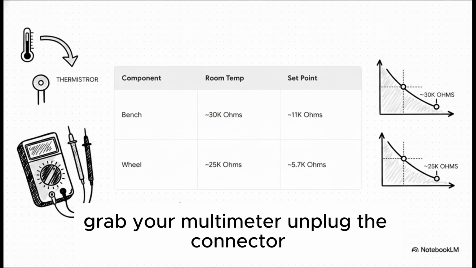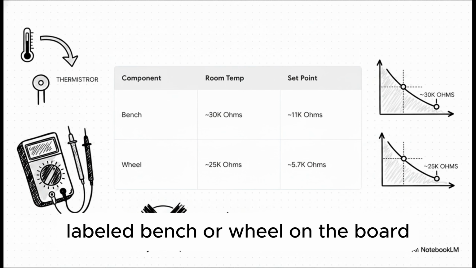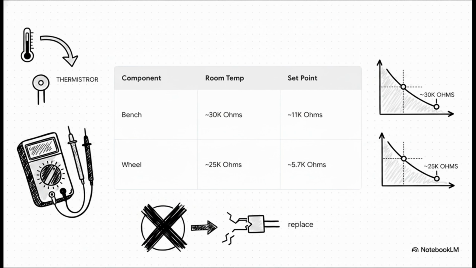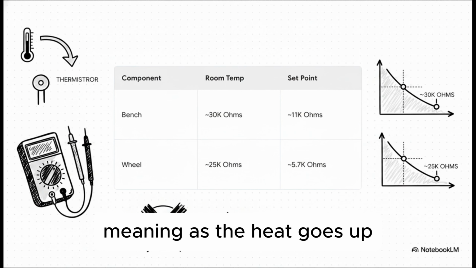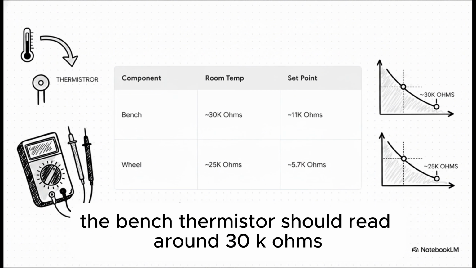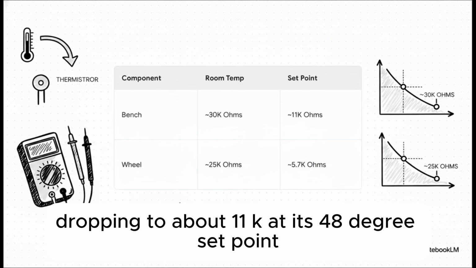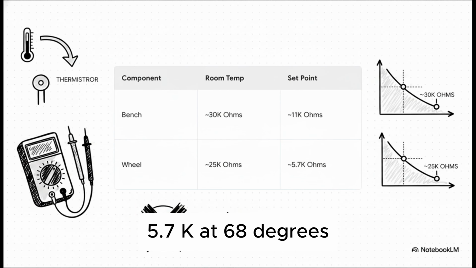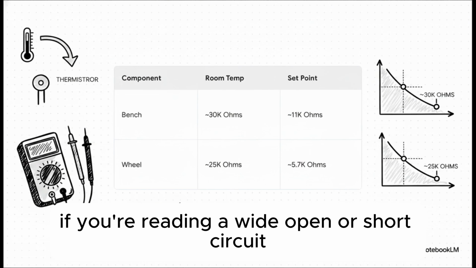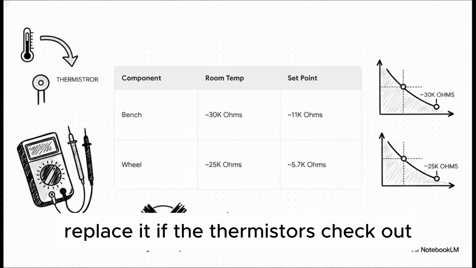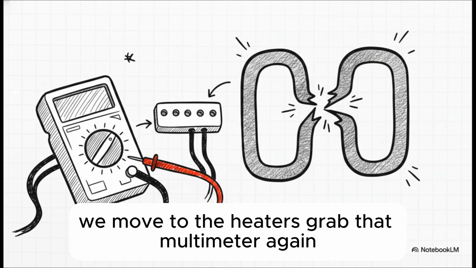Grab your multimeter, unplug the connector labeled bench or wheel on the board, and see if your thermistor resistance matches the factory specs. These are negative coefficient thermistors, meaning as the heat goes up, the resistance drops. At room temp, the bench thermistor should read around 30K ohms, dropping to about 11K at its 48 degrees set point. The wheel thermistor, that starts at 25K and drops to roughly 5.7K at 68 degrees. If you're reading a wide open or short circuit, boom, your sensor is dead. Replace it.